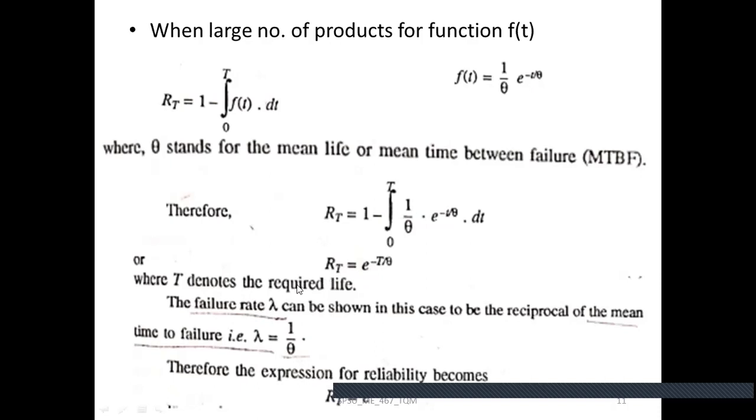The failure rate is represented by lambda and is the reciprocal of the mean time to failure. So it can be written as lambda is equal to 1 upon theta. Here we replace 1 upon theta with lambda. Therefore, the expression of the reliability becomes Rt is equal to e raised to the power minus lambda t.